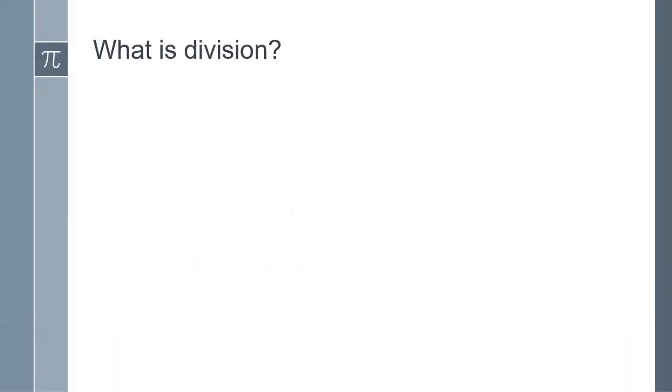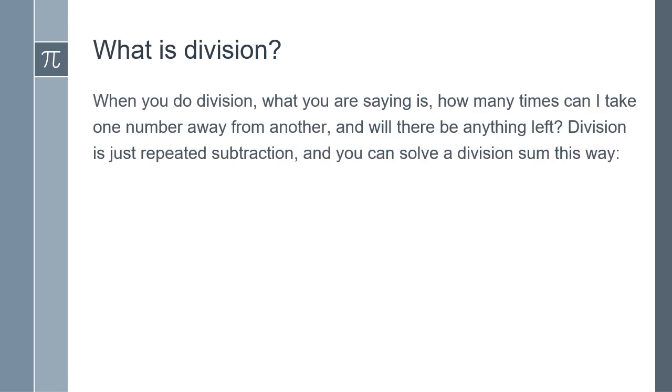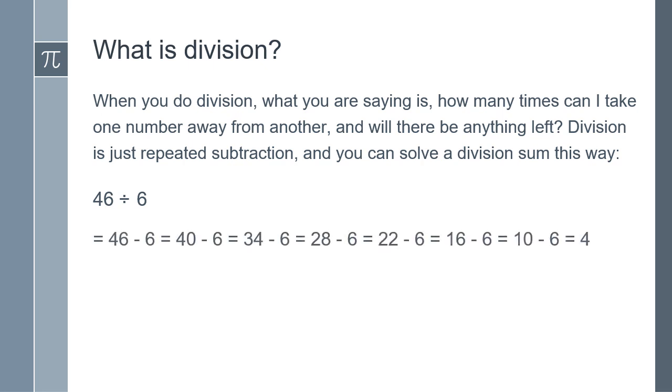So what is division? Well, when you do division, what you're saying is, how many times can I take one number away from another, and will there be anything left? So division is just repeated subtraction, and you can solve a division sum in this way. Let's take the example 46 divided by 6. Now we're going to do a subtraction sum, and we're going to see how many times we can take 6 away. So if you do that sum, it looks like this.